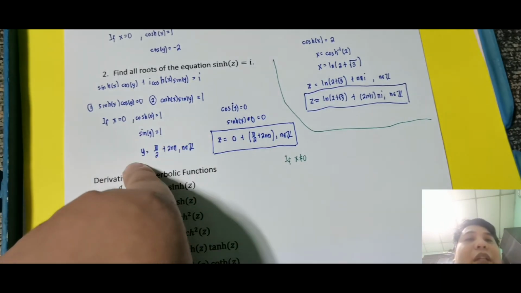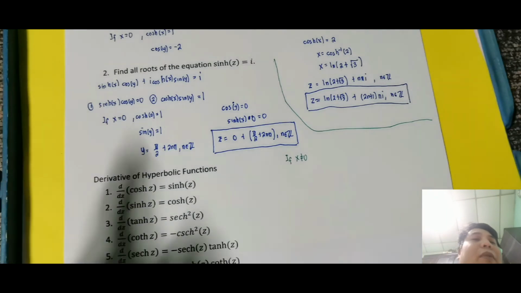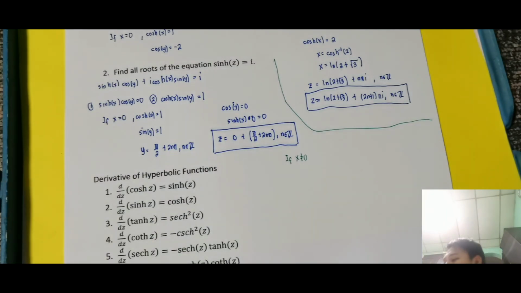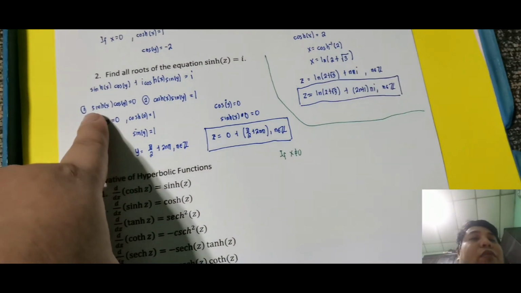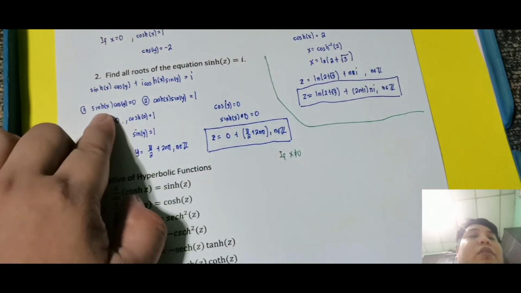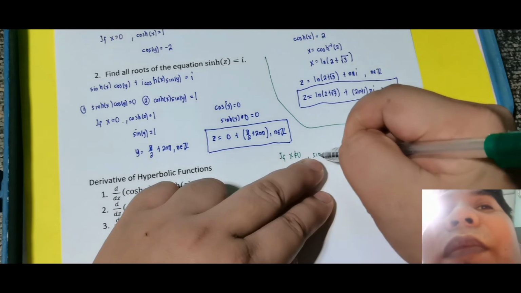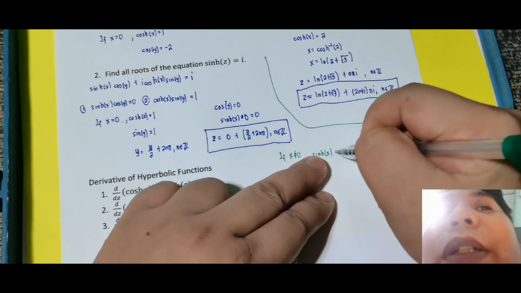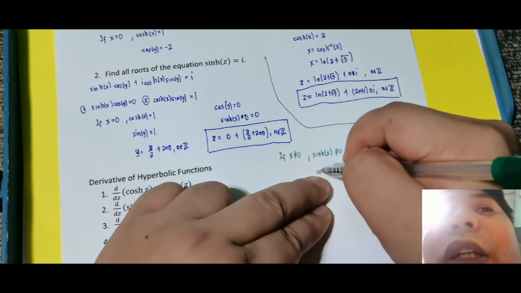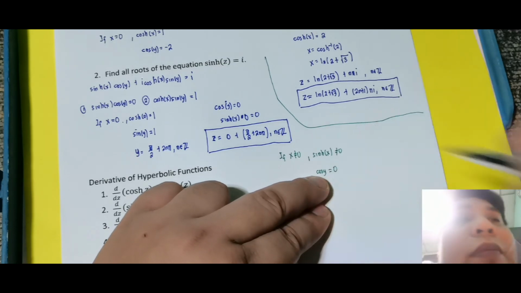X is 0, y is ito. So, nakakuha ko ng value. May value pala tayo dyan. Ngayon, if x is not equal to 0, ano yung mangyari? Punta tayo doon sa equation 1. If x is not equal to 0, si sin x hindi equal sa 0. No, si sin x can never be 0. So therefore, si cosine y is equal to 0.